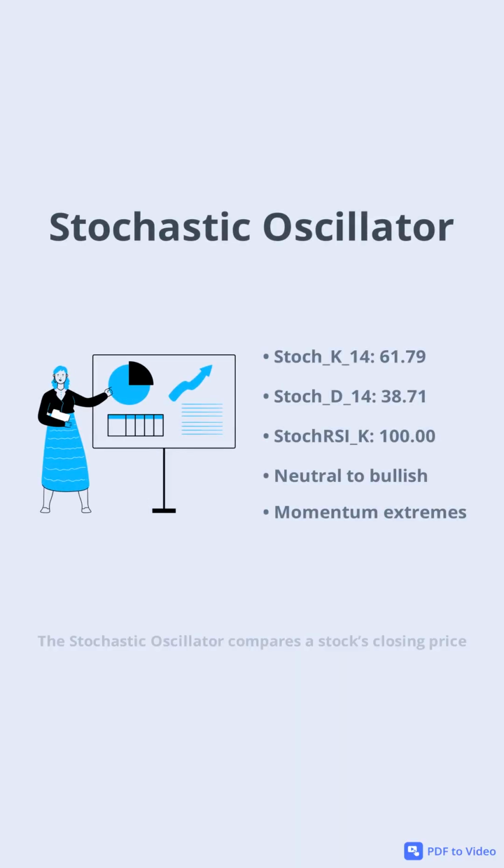The stochastic oscillator compares a stock's closing price to its price range over a set period. DJT stock K14 is at 61.79 and stock D14 is at 38.71. These values suggest the stock is in a neutral to slightly bullish zone, not yet overbought. The stock RSIK at 100, however, indicates extreme momentum, which could lead to short-term volatility. Stochastic indicators are often used to spot potential reversals or trend continuations.